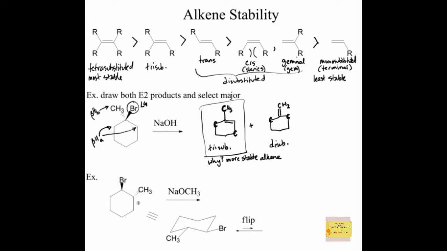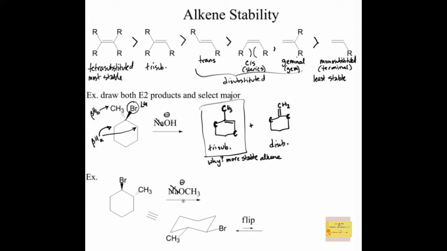If our leaving group is attached to a 6-membered ring, now it's the chair conformation of that compound that needs to be taken into consideration when we look at the stereochemistry and the regiochemistry. Here again we have a strong base. We forgot to mention that up here, we are using hydroxide. Now here we're using methoxide, also a strong base.